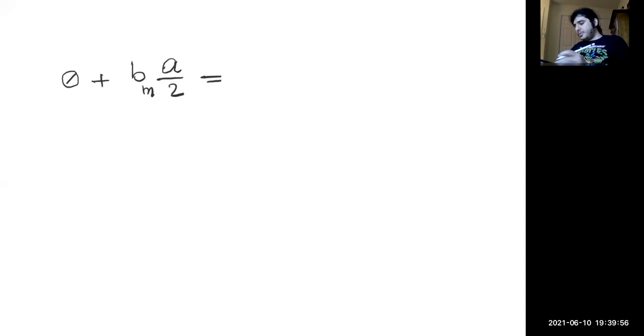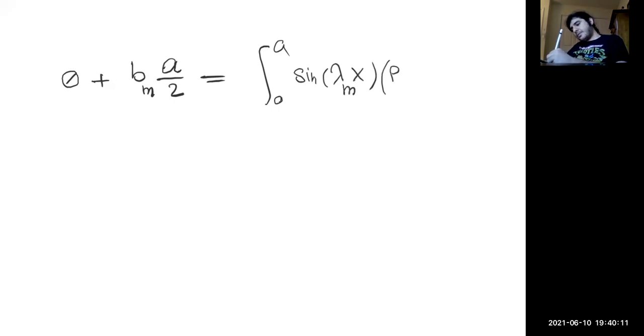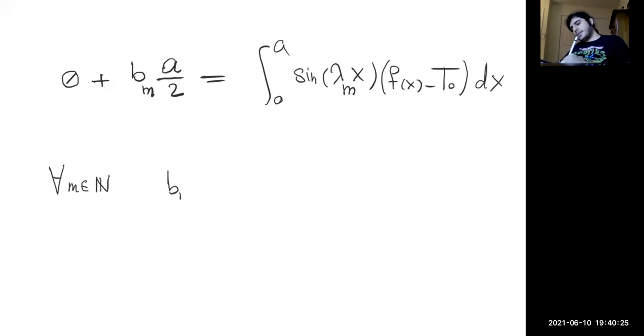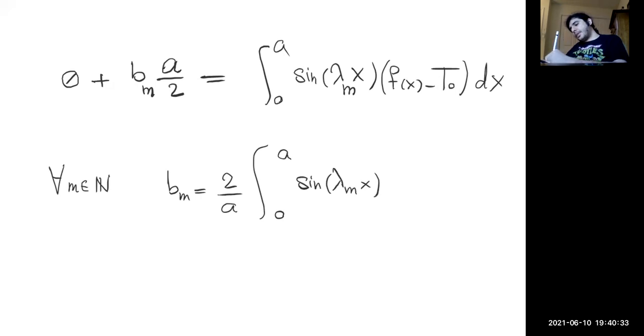The right-hand side would be, what was it? It was the integral from 0 to a of sine of lambda m x times f of x minus t naught dx. That was the right-hand side. So we were looking for all these numbers bm. So for any m in the set of natural numbers, bm is equal to 2 over a, integral from 0 to a, sine of lambda m x times f of x minus t naught dx.